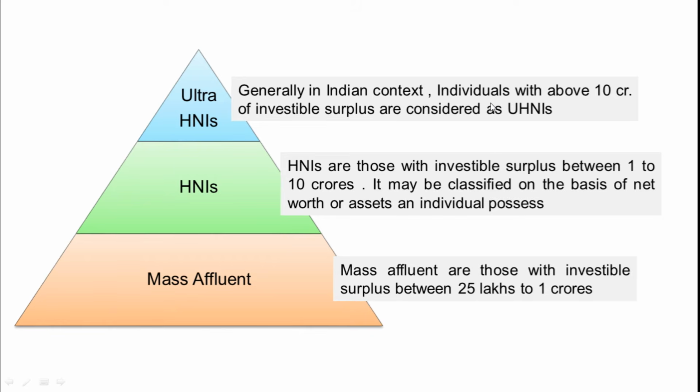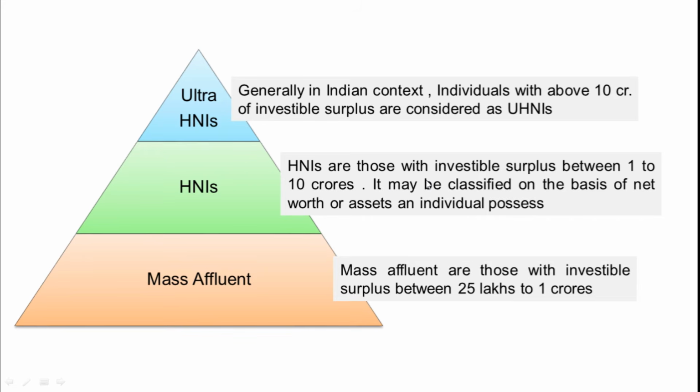So those investors, those businessmen who have about 10 crore to invest in the market, in various asset classes, are considered ultra HNIs. Then HNIs, high net worth individuals, are those with investable surplus between 1 to 10 crores. Now this amount could vary, but mostly in the Indian context, on an average it has been seen, so this data has been taken from there.